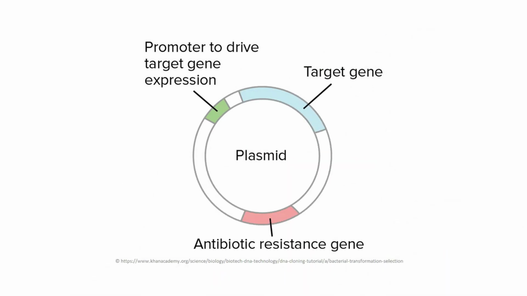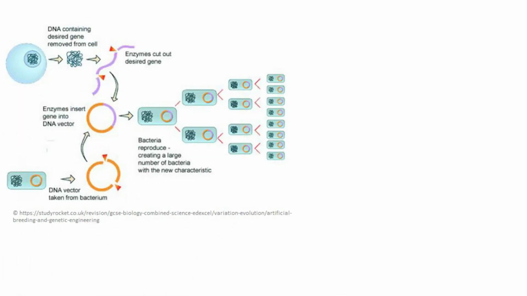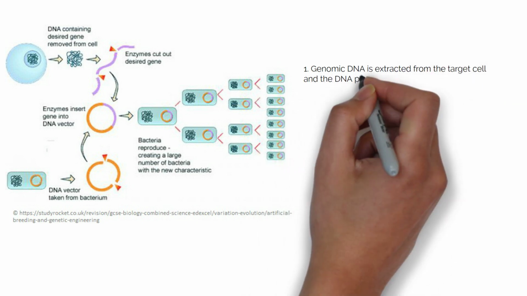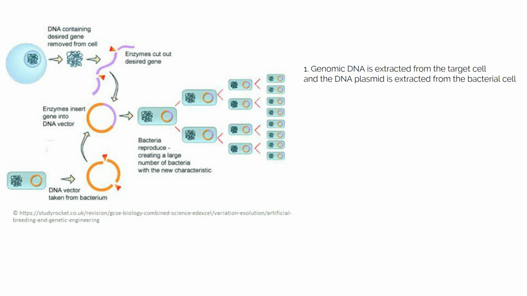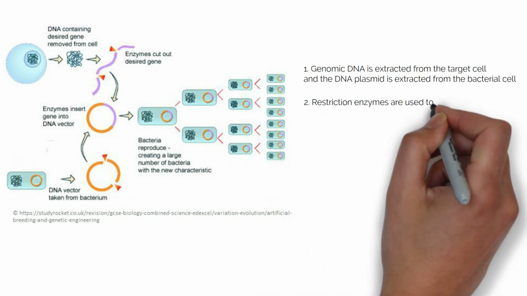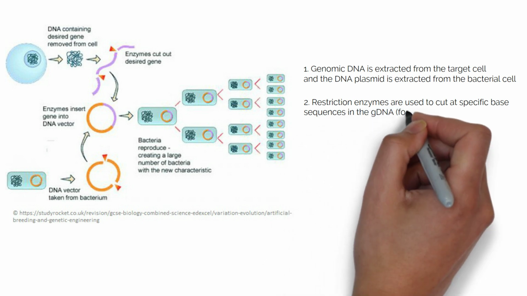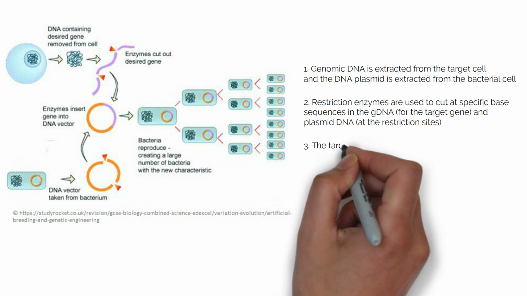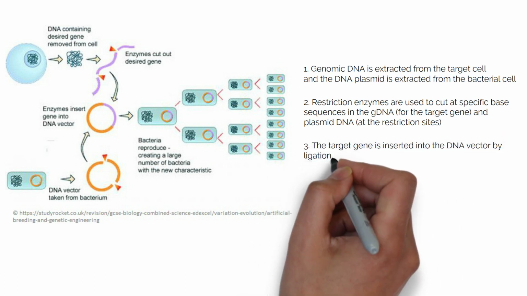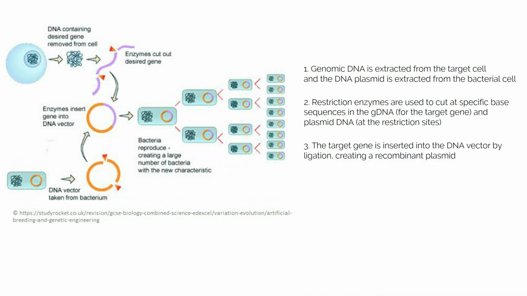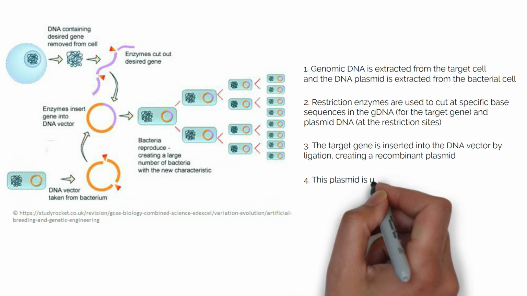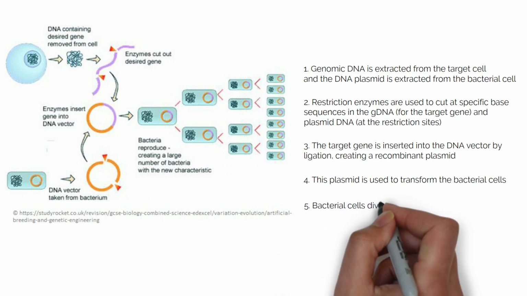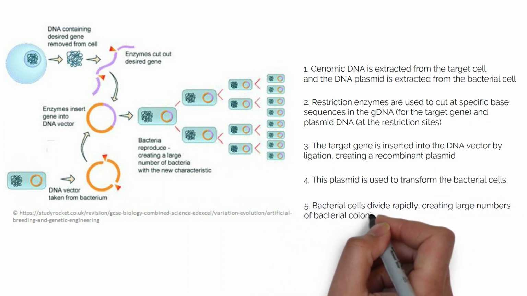Now let's put all of these ingredients together to understand the process of genetic engineering. Genomic DNA is extracted from the target cell and the DNA plasmid is extracted from the bacterial cell. Restriction enzymes are used to cut at specific base sequences in the genomic DNA for the target gene and the plasmid DNA at the restriction sites. The target gene is inserted into the DNA vector or plasmid by ligation. This creates a recombinant plasmid. This plasmid is used to transform competent bacterial cells. Bacterial cells divide rapidly, creating large number of bacterial colonies containing the plasmid.